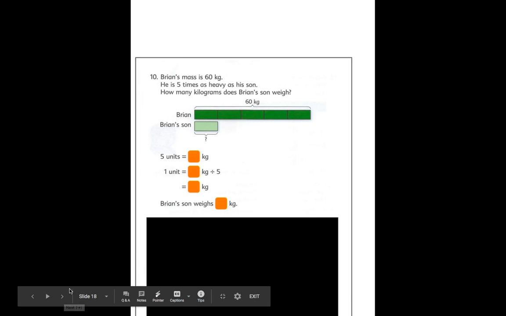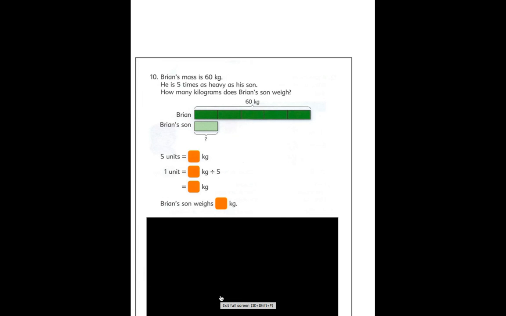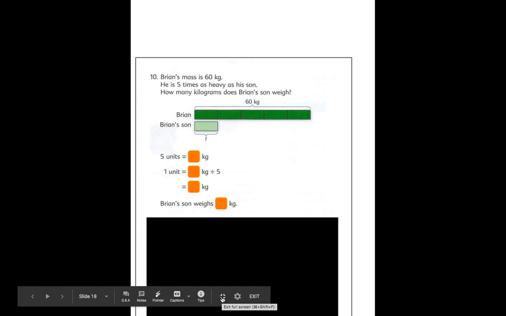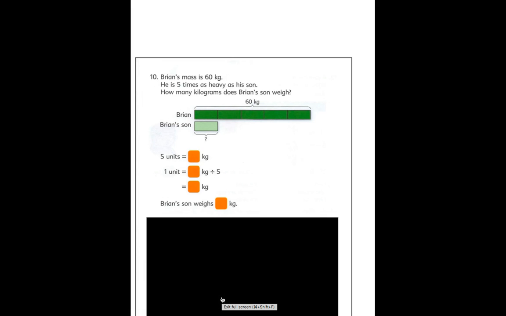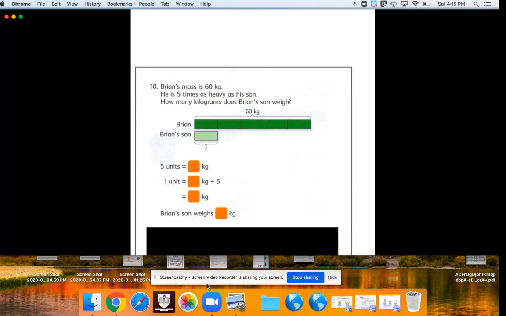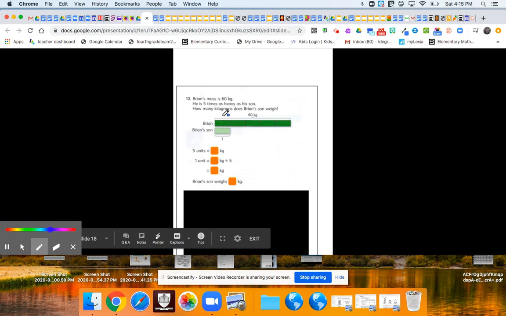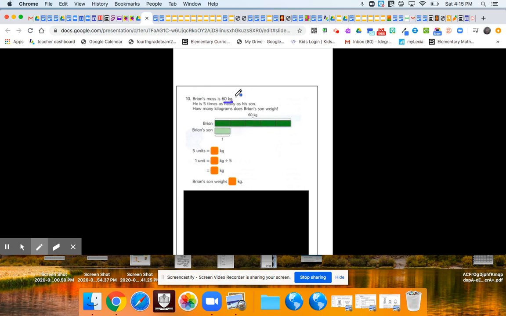Let's start. Brian's mass is 60 kilograms. He is 5 times as heavy as his son. How many kilograms does Brian's son weigh? Okay, so the gist of this is that Brian has a certain mass and he weighs heavier than his son, and they want us to find his son's mass. So let's look at that. So here is our known: 60 kilograms is Brian's mass.